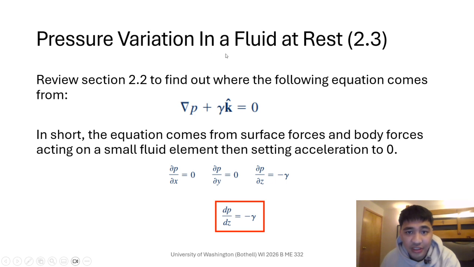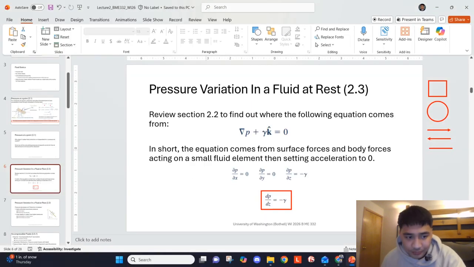Okay, so pressure variation in a fluid at rest is section 2.3. This equation right here is from section 2.2. Because I want to save time and I might need to do a chapter 3 introduction, we're just going to get this equation from section 2.2. If you want to see the derivation, there's a lot of gradient and partial derivatives, and it's basically applying the surface forces, I believe, and forces applied to a specific element.